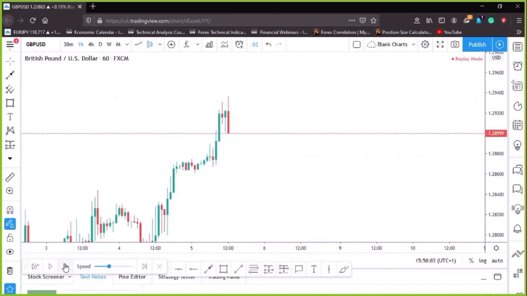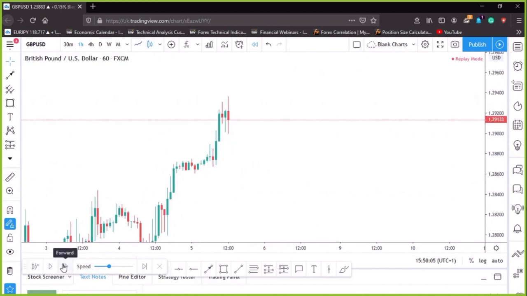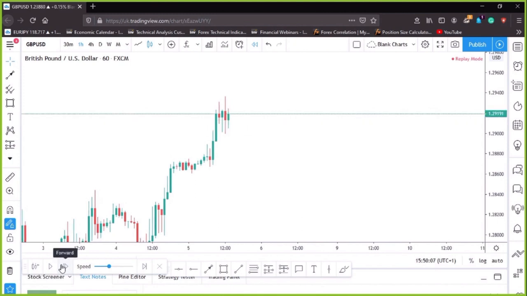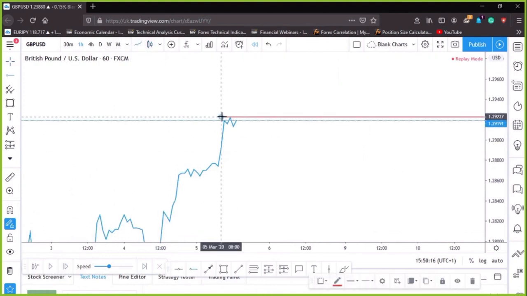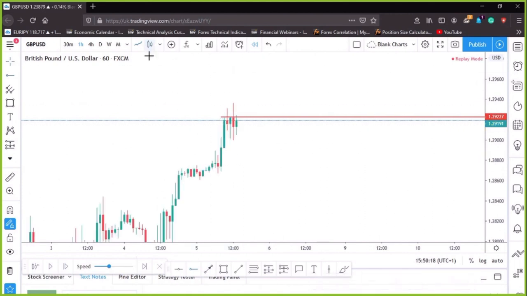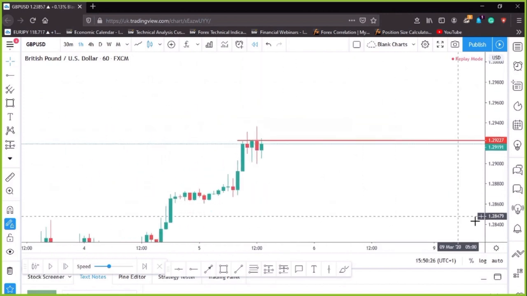Okay, we're pulling back, we're holding a level now. Right, we're holding a level here. Can you guys see this is starting to become resistance? Does that make sense to everyone? That's becoming resistance. Look at the bodies.